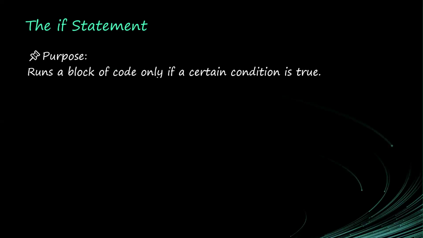So the first control statement we'll take a look at is the if statement. Based on the evaluation of a condition, if it is true, I will do something like this. If it is not true, I will do something else. The purpose of the if statement is that it will run a block of code only if a certain condition is true. The if statement gives you the ability to run a piece of code only when a particular condition is true. If a particular condition is not true, that means you don't run that piece of code. This is the purpose of the if statement.